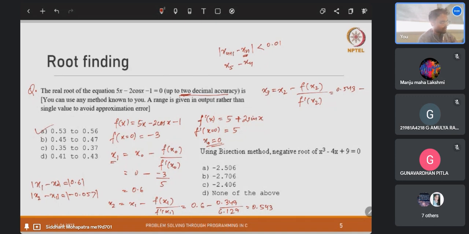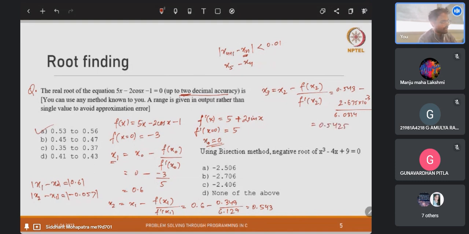So it's a very low value, which is 2.675 into 10 to the power minus 3, divided by f dash x, with x being 0.543. So 5 plus 2 into cos 0.543, which is 6.0334. If you calculate this, you get 0.543 minus 2.675 into 10 to the power minus 3 divided by 6.0334. So the value again you find to be 0.5425.